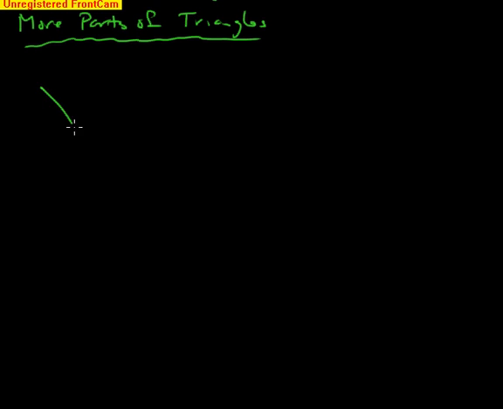More parts of triangles. Okay, so let's just start with a normal triangle. Okay, how about I make an obtuse triangle? Okay, and we'll call it ABC.